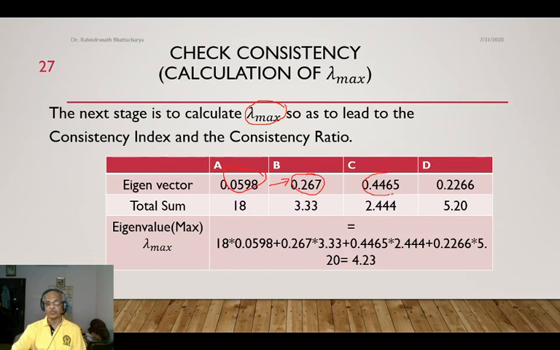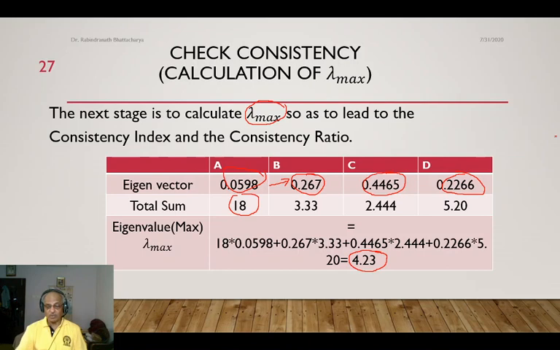These are the eigenvectors we took out from the previous slide and put horizontally, and the total sum we wrote at the bottom. Then we multiply the total sum by the eigenvector for each column and add them up, and we get the value of 4.23. So this is called the eigenvalue.